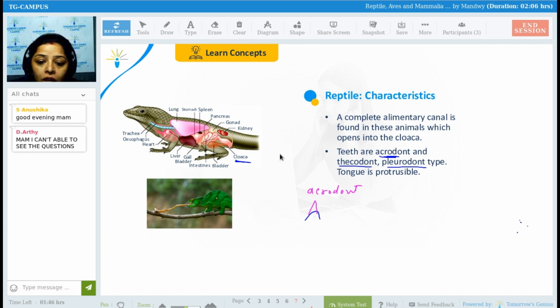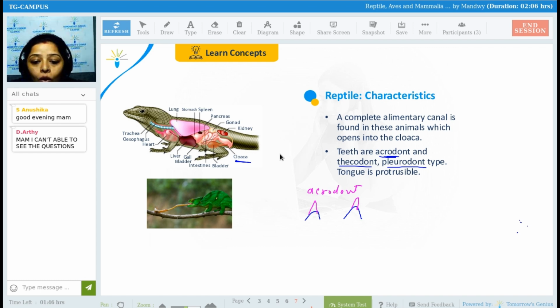Pleurodont. So this is the jawbone. This jawbone is having teeth. They are having roots, but they are a little bit embedded, because they are attached to the peristomium. Acrodont is at the margin of the jawbone.